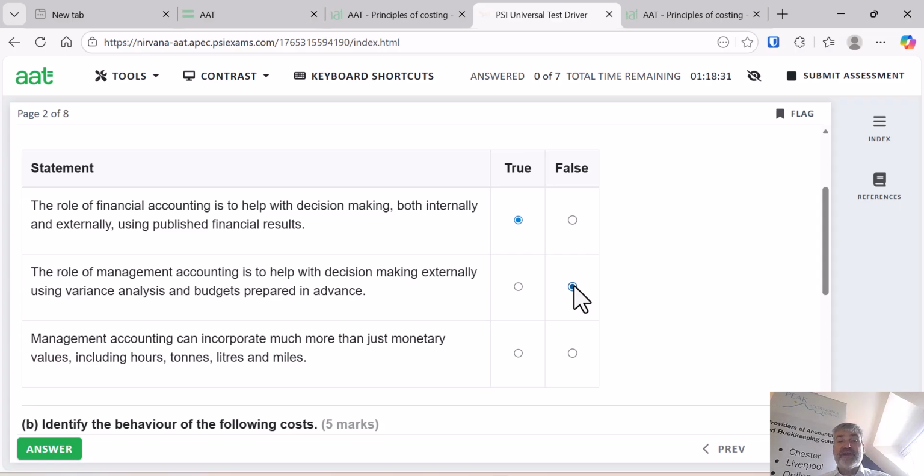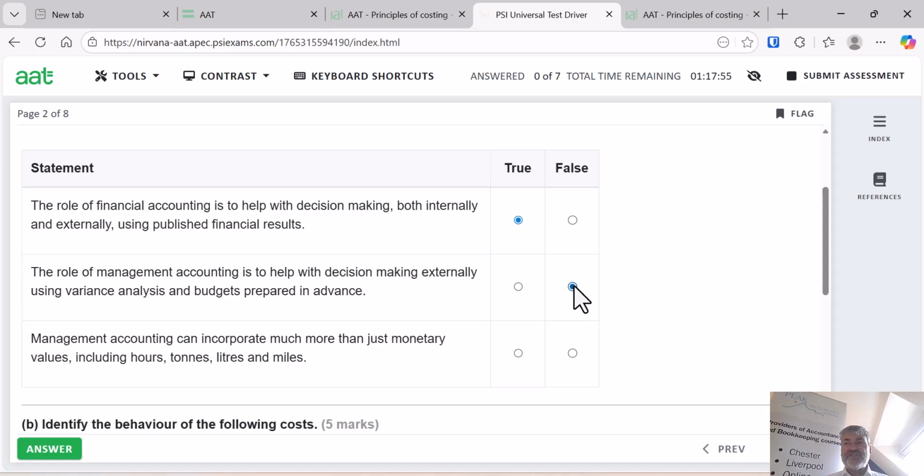So finally, management accounting can incorporate much more than just monetary value, including, for example, hours, tons, litres and miles. Yep, it's true that for the published financial statements, the focus is very much on the financials. The financials in the profit or loss statement, the financials in the statement of financial position. Within the management accounts, we are interested in more than just the pounds, as it were.